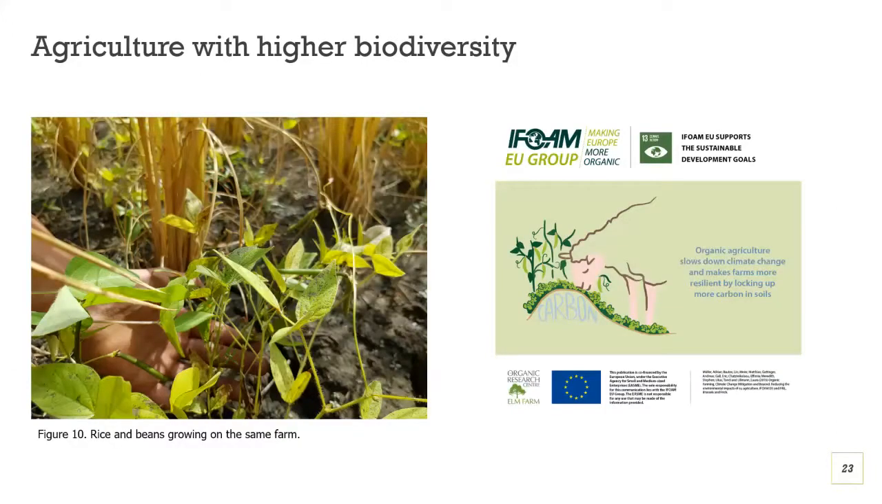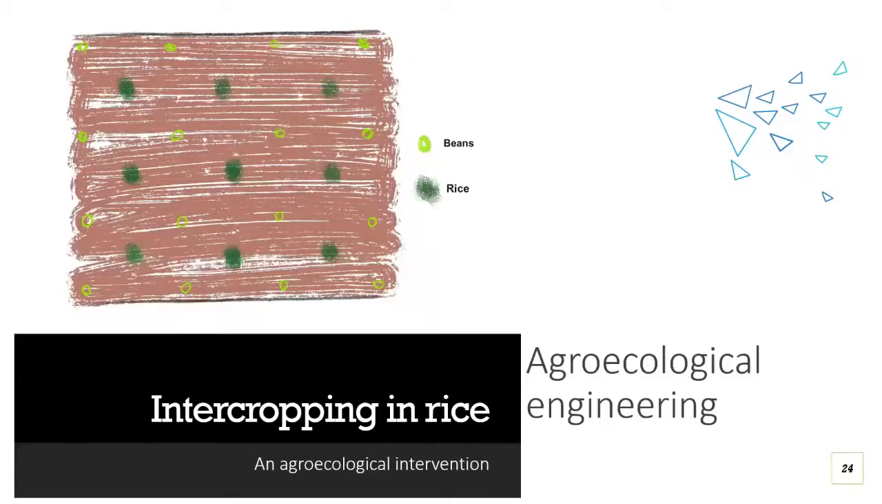And like we already mentioned, agroecology aims at increasing the biodiversity on farms. For example, in this picture, you can see a photo from my research where you have rice and beans growing together on the same farm. So now we come to the part of the lecture where I'll talk about my research as an example of how agroecological interventions work in real time.